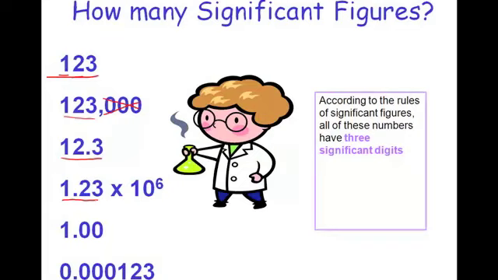This one does have zeros, but since there's a decimal point, they are significant. And any leading zeros are not considered significant, so they don't count. And there are these 3 non-zero digits.